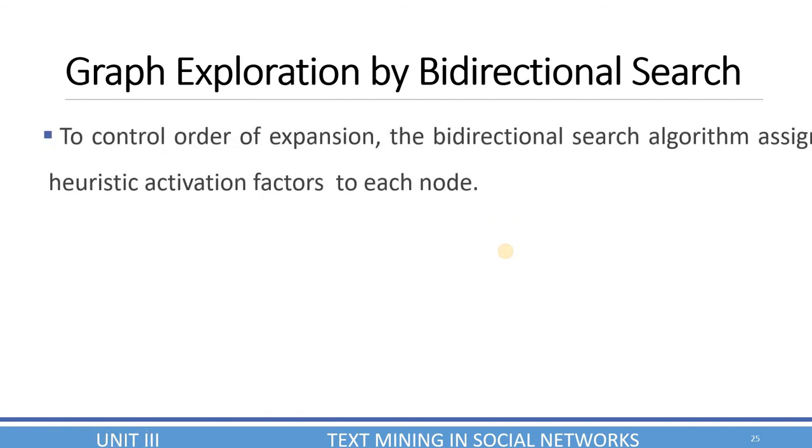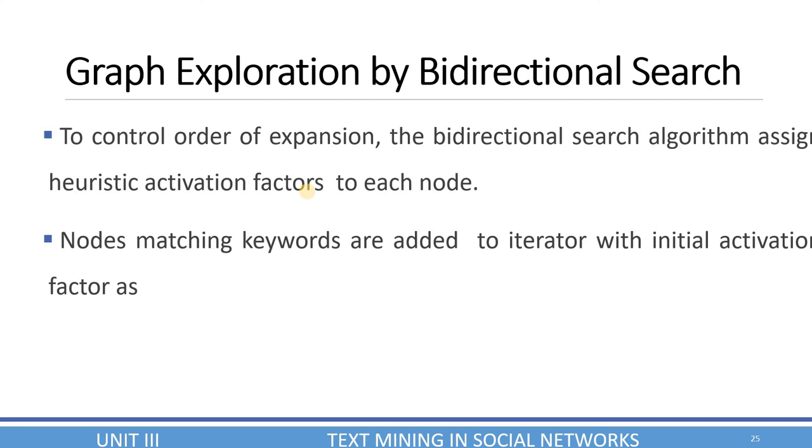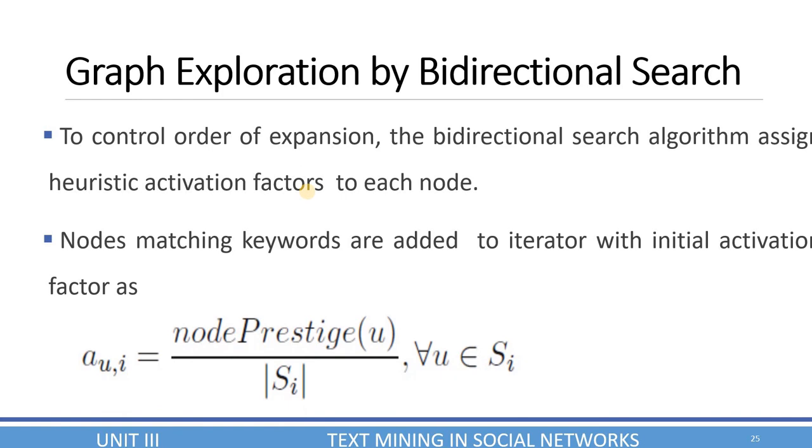In this algorithm, you can move in a forward direction as well as in a backward direction. So to control the order of expansion, the bidirectional search algorithm assigns a heuristic activation factor to each node. The nodes matching the keywords are added to the iterator with an initial activation factor. So every node in a graph has an activation factor. This activation factor is heuristic, which changes over time.